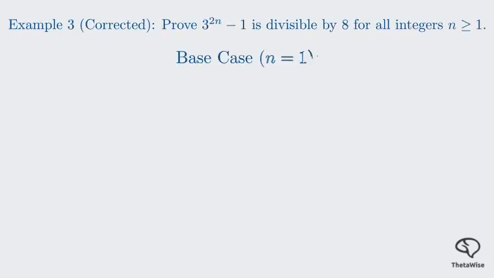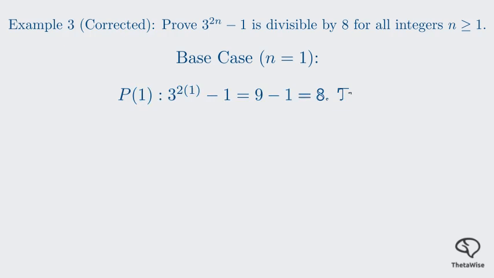Okay, let's correct that last example. I'm going to update the problem. We want to prove that 3 to the 2n minus 1 is divisible by 8 for all integers n greater than or equal to 1. This one works out beautifully. Base case, for n equals 1. P(1) is 3 squared minus 1, which is 9 minus 1, or 8.